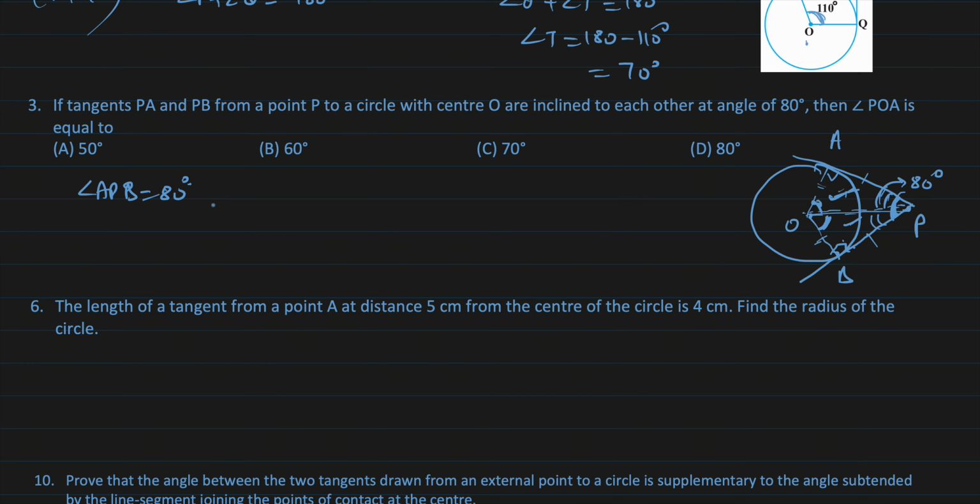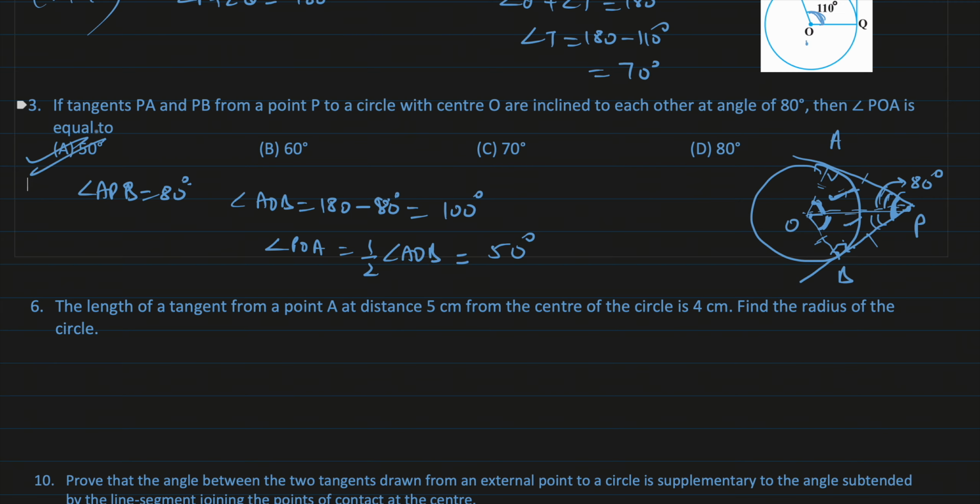So if this whole is 80, you can calculate first what is AOB. AOB you can do by 180 minus 80, so that becomes 100 degree. Angle AOB is 100. So half of angle AOB is what? Angle POA. So angle POA equals half of angle AOB, which is 50 degrees. I hope that is also clear, students.